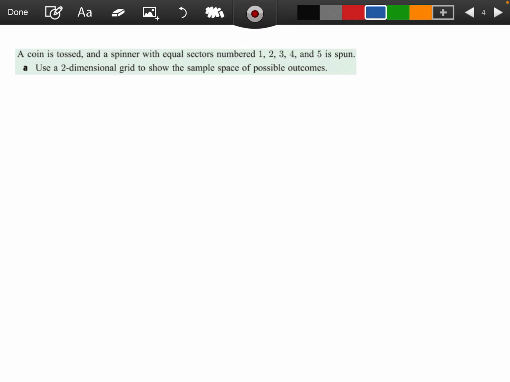Okay, last example we're going to look at. A coin is tossed and a spinner with equal sectors numbered 1, 2, 3, 4, and 5 is spun. Use a 2-dimensional grid to show the sample space of possible outcomes. So we've got to have a grid with a coin on one side and a spinner with 5 sectors on the other side. Let's put coin over here, and we've got heads and tails. And then we'll put our spinner on the other axis with 1, 2, 3, 4, and 5.